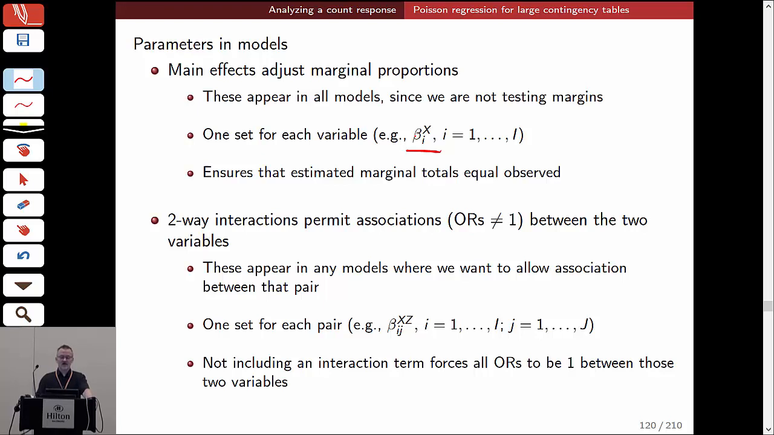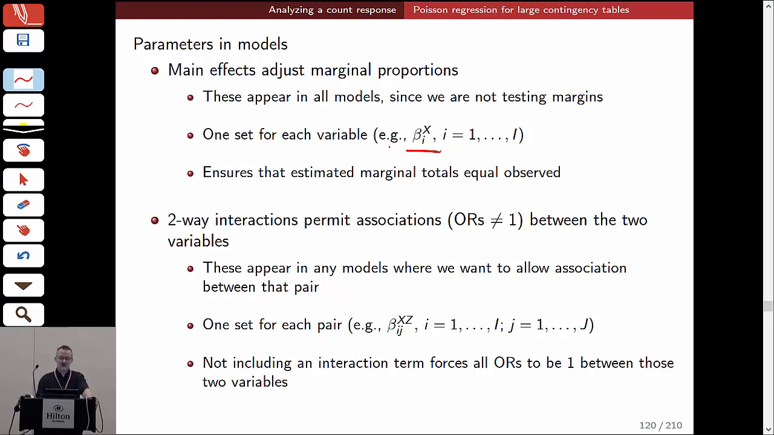You'll have two-way interactions that allow the associations to have odds ratios other than 1, and you can have them between any sets of variables you wish to have. You don't have to put all pairs in the model if you don't believe all pairs are important. But then that's an assumption you're making about the model. Just like in any regression, you don't have to put variables in the model if you don't want to, but you run the risk of missing something.